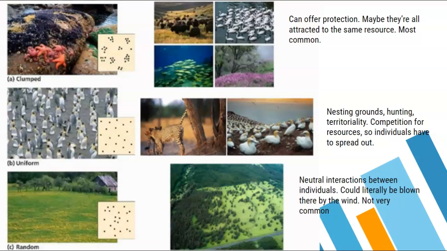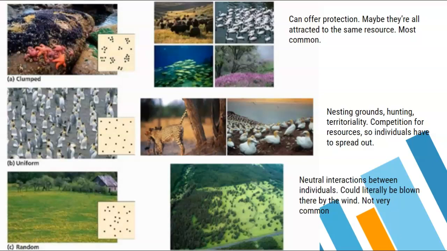Clumped is the most common. We're seeing this up top. Clumped is any animal that forms a herd or a school or a flock. That's going to be a clumped pattern. Animals often do this for protection. If you're in a herd, it's harder to be picked out as an individual by a predator. Or maybe they're all working together to do a thing. Maybe there's a certain resource that they all need access to, so they all live close to that resource. So we see lots of animals living in clumped situations.